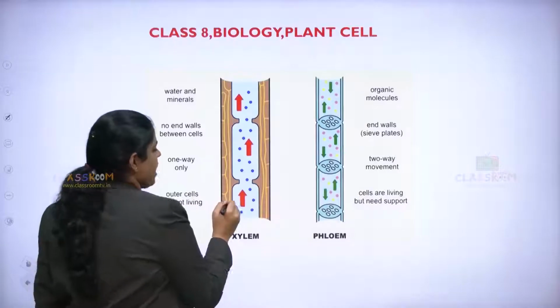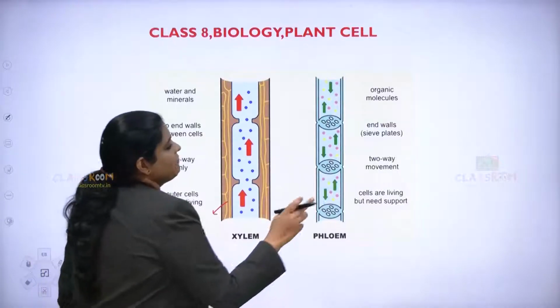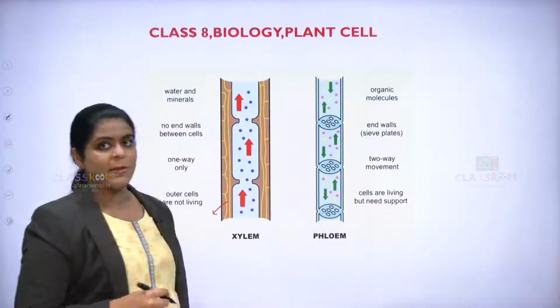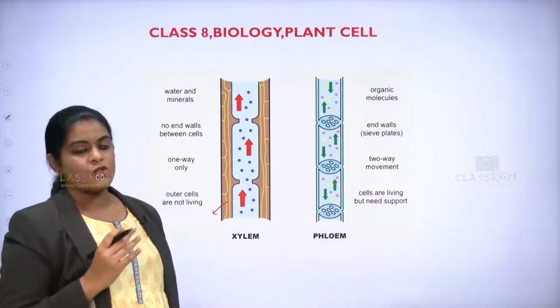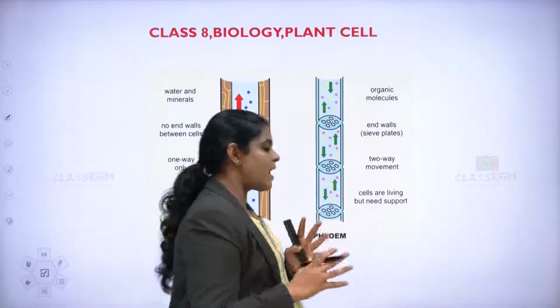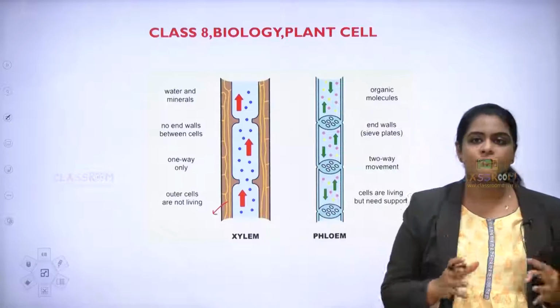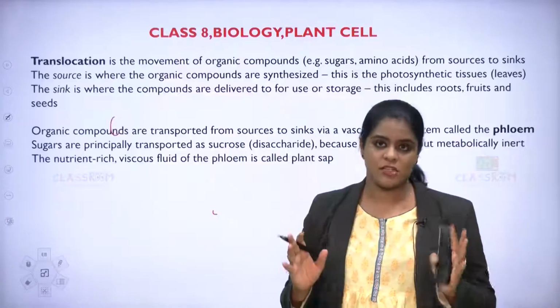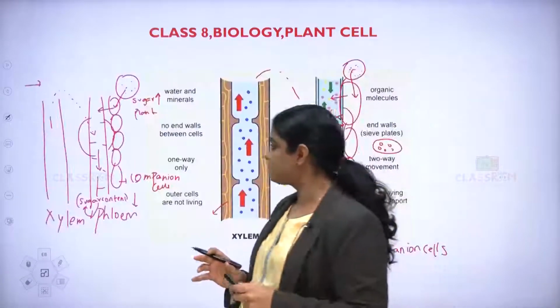So, this is the outermost cell, it is not living. Whereas, here cells are living but then they need support. So, now I hope you know the difference between xylem and phloem. Xylem and phloem both are living tissues, alright.